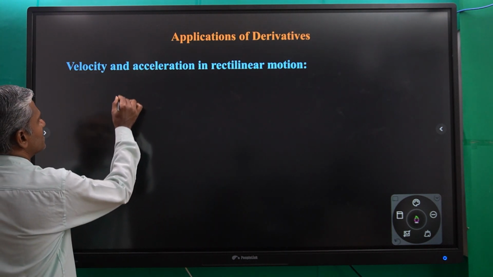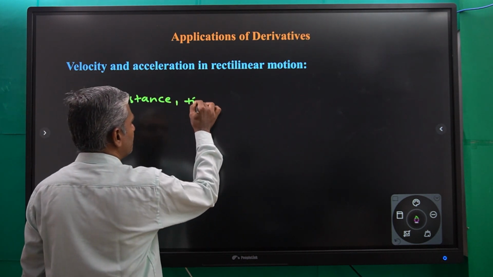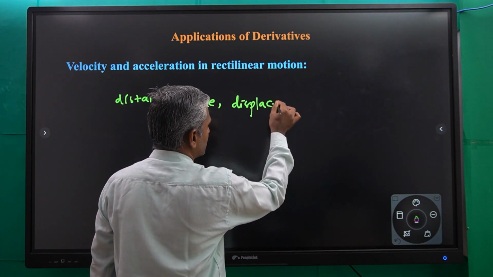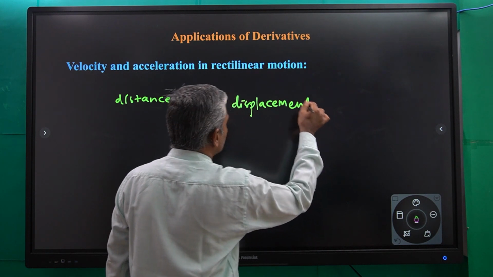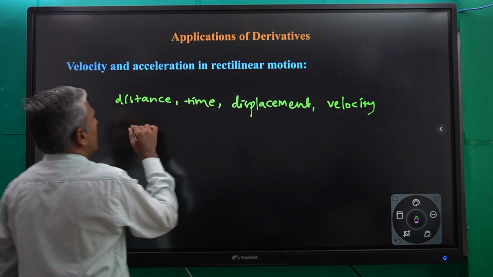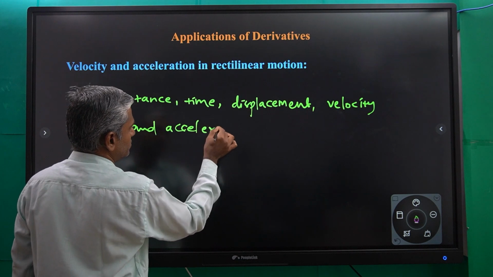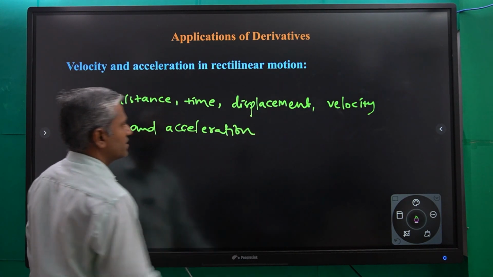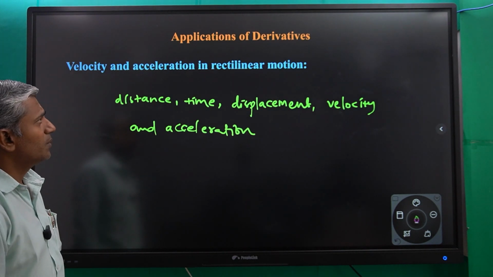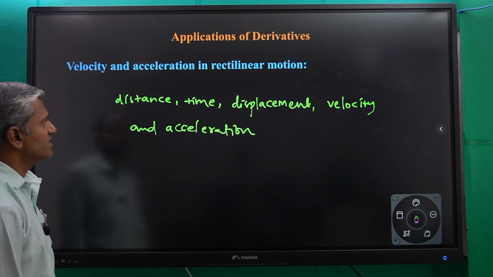First thing is distance traveled by an object, time, and then displacement, and then velocity, and acceleration. These are terminology which we will use many times under applications of derivatives. So first, if you take velocity, before that, what is the distance?